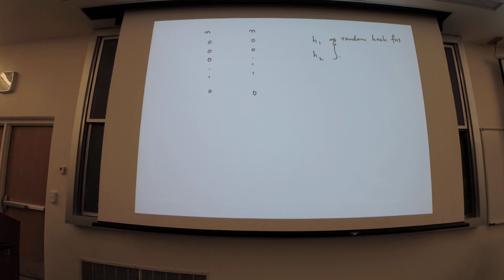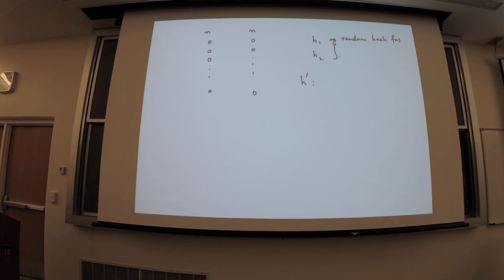So that means both are like a balls and bins type process. Every element goes independently to one of the bins. Both of these are random hash functions. And now, let's say you construct a new hash function h prime.